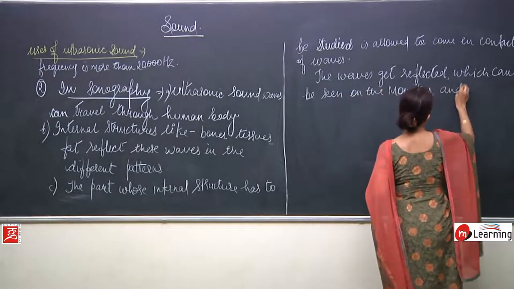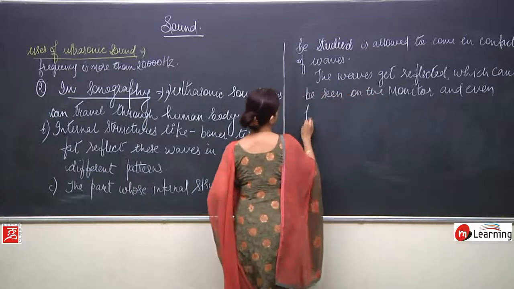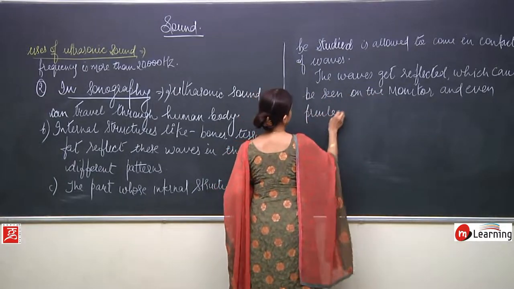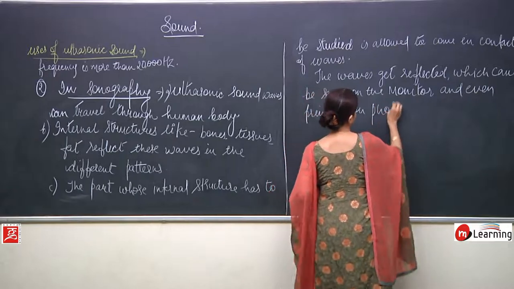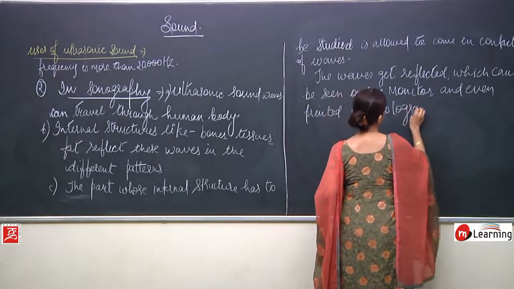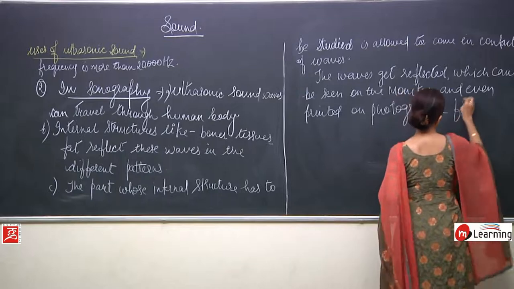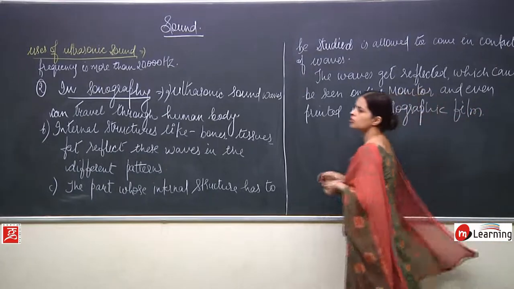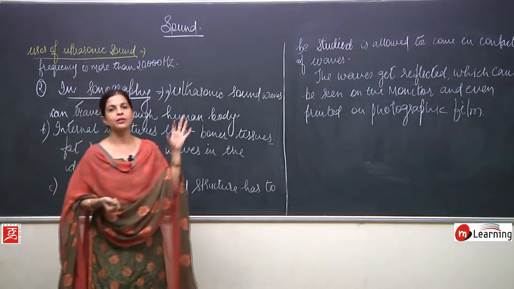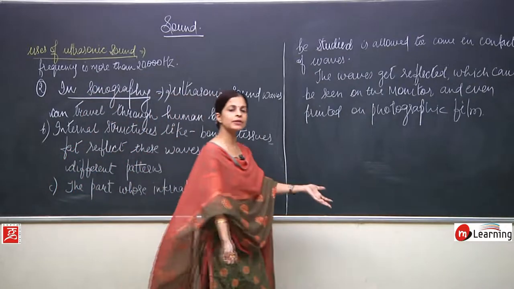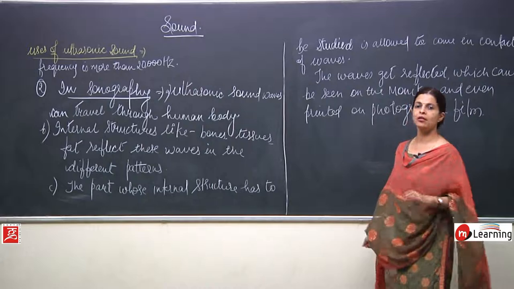and even printed on photographic film. Okay, so this is our second point. We are talking about ultrasonic sound. Ultrasonic sound is what kind of a sound, children? It is a sound whose frequency is more than 20,000 hertz.